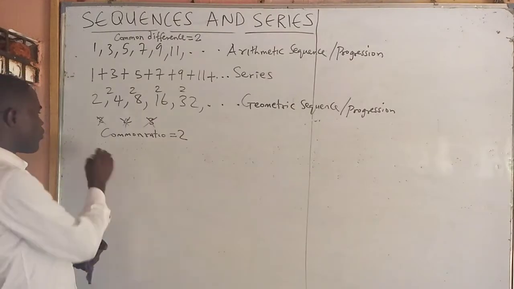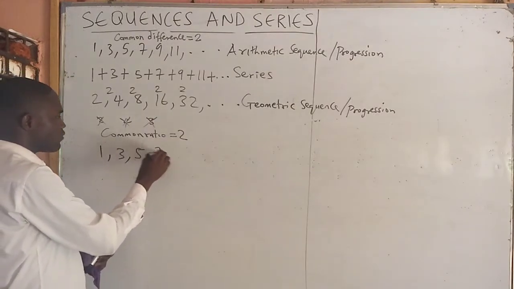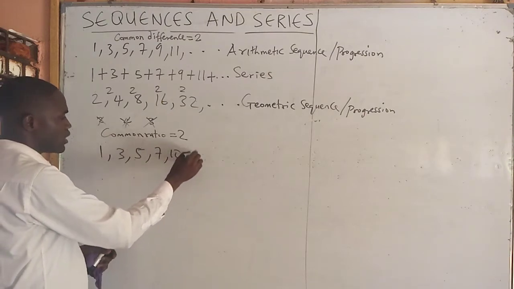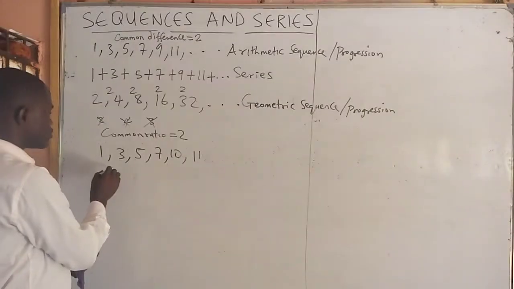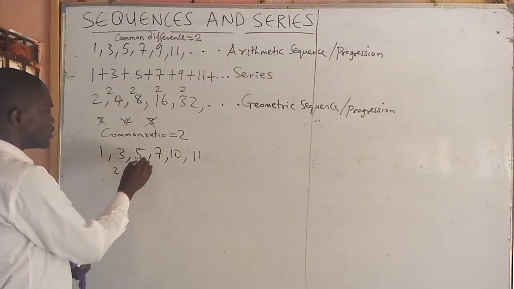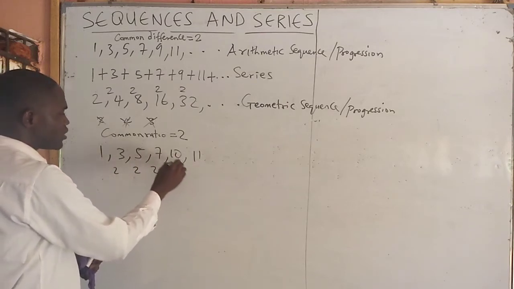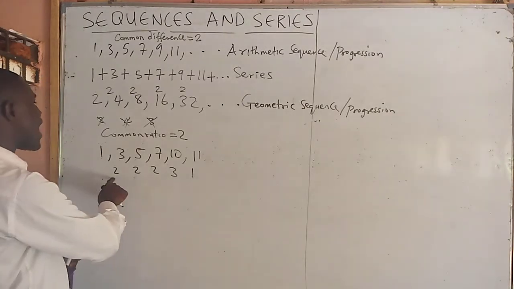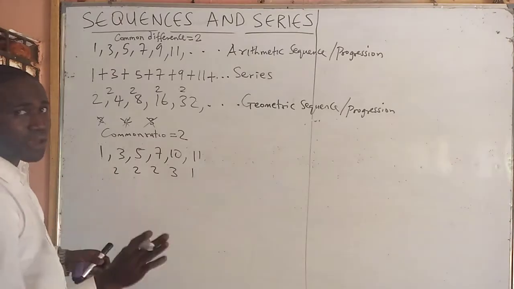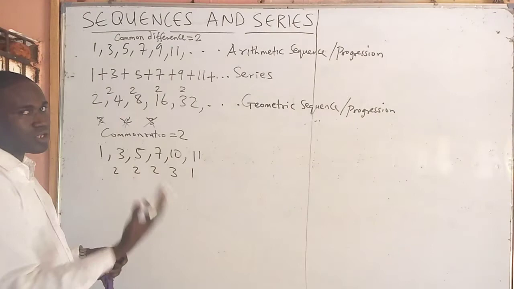Let's check another example. 1, 3, 5, 7, 10, 11. Is this in sequence? Let's check. 3 minus 1, 2. 5 minus 3, 2. 7 minus 5, 2. 10 minus 7, 3. 11 minus 10, 1. Are they in sequence? No, because they do not have the same common difference. Here was 2, 2, 2. Here is 3. Here is 1. They are not the same.